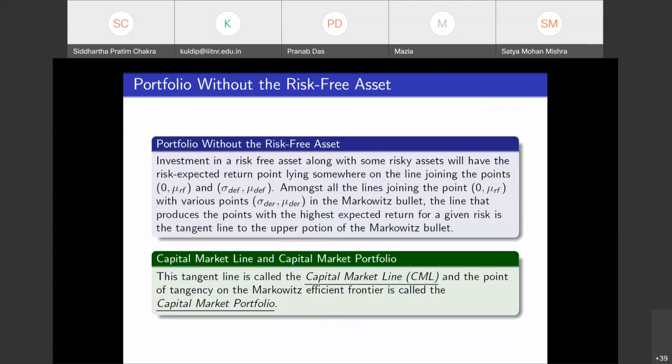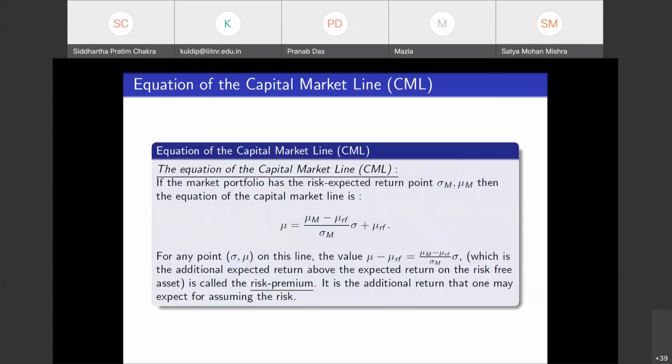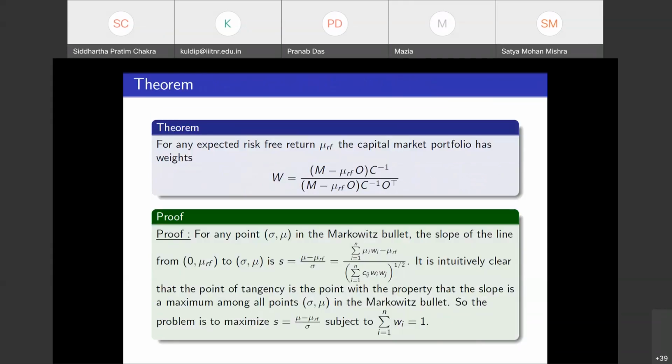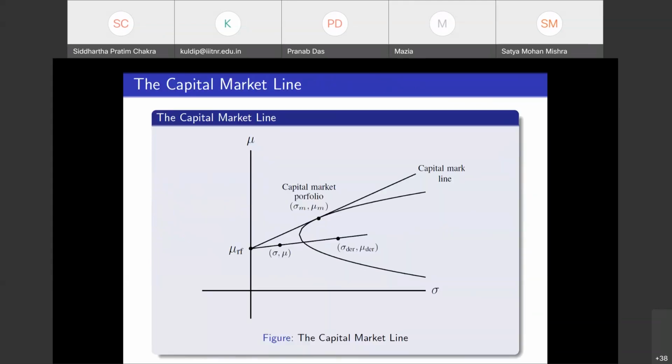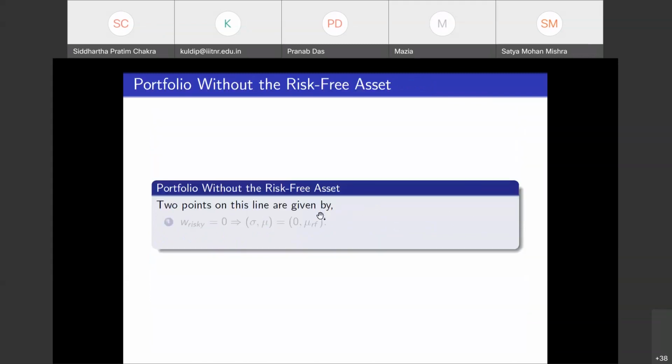This particular tangent line is what is known as the capital market line, and the point of tangency is known as the capital market portfolio. Let us talk about this capital market line, and I will actually determine what is going to be the weights of this portfolio. What is the approximate weight you can get?